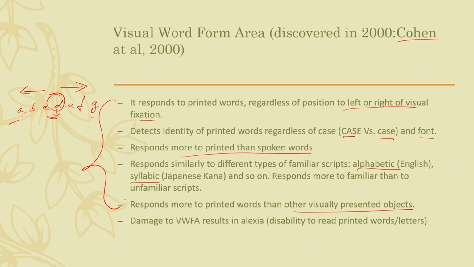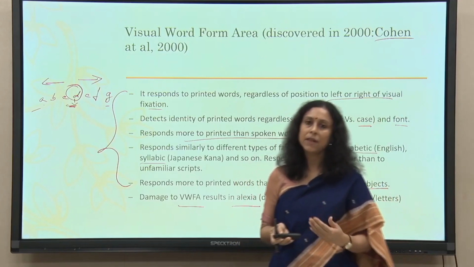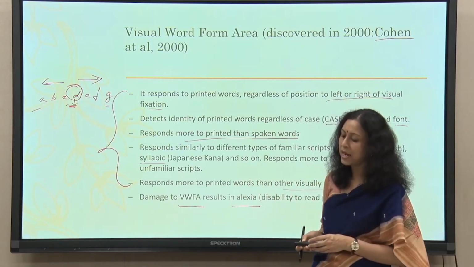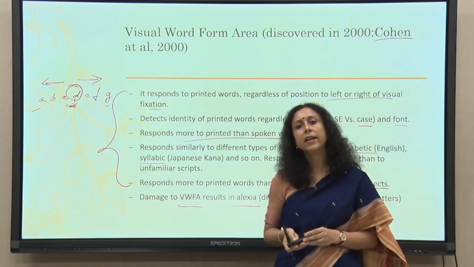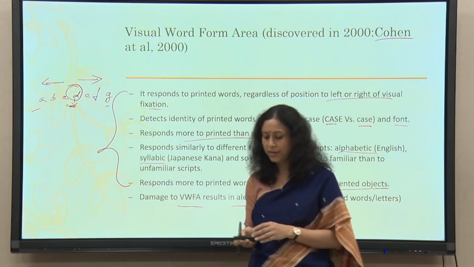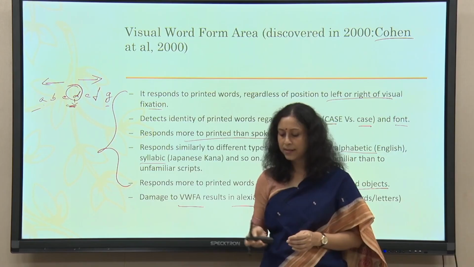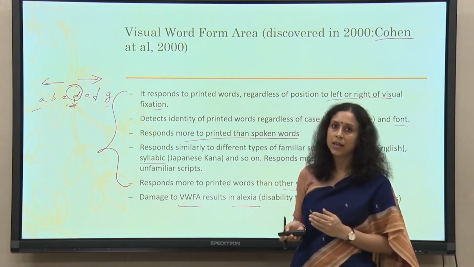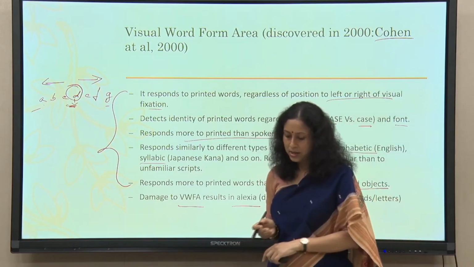As a result, if this particular area gets damaged, there will be a disorder called alexia. Alexia is the disability to read printed words or letters. There are different levels and various types of alexia, but roughly any damage to this visual word form area will result in it. So, there is a correlation. We can see that there is a particular area in the brain dedicated to various aspects of reading, which AI has not come anywhere closer to till now.